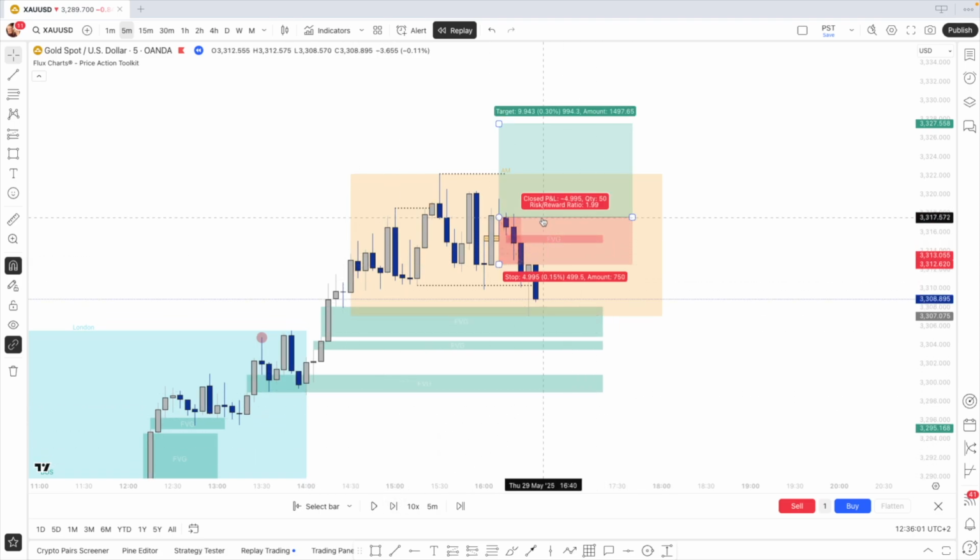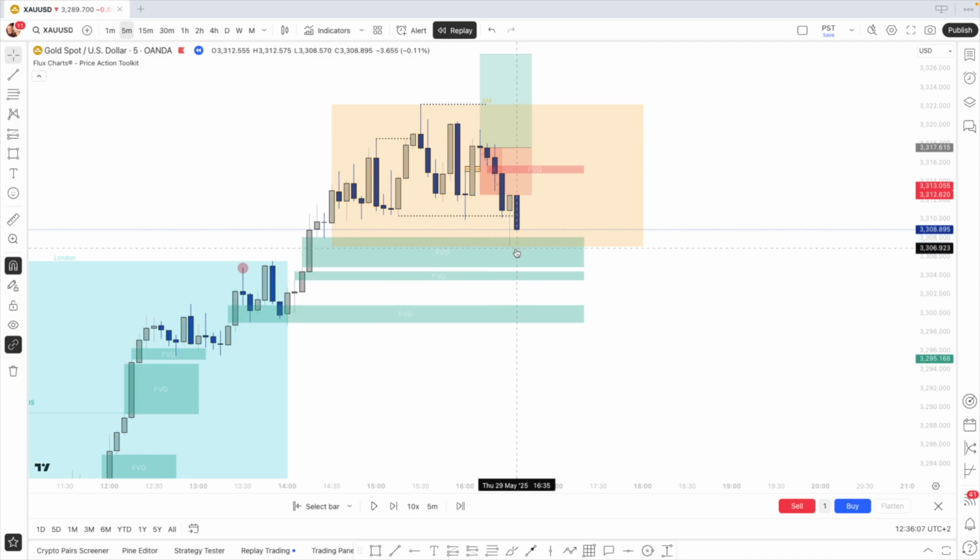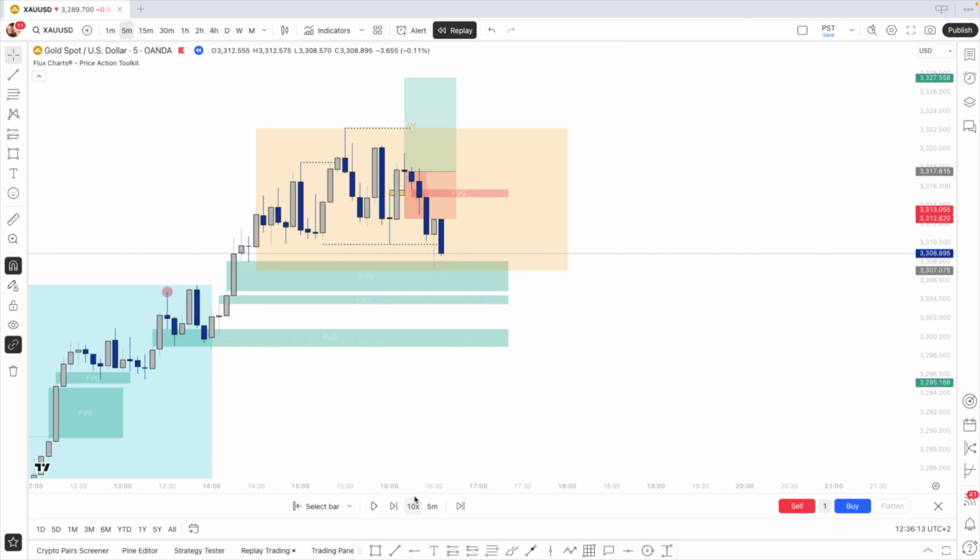And we get stopped out. So that's one losing trade right over there. Now we're pushing deeper into this fair value gap right over here. So this I'm moving down. Let's see what happens. We haven't taken that one, so I'm still in a buy scenario right over here.